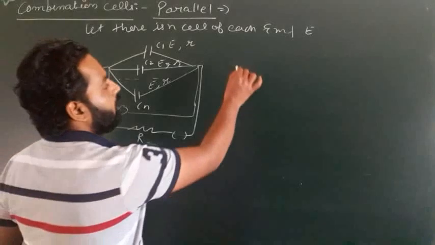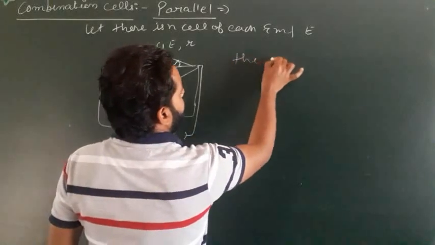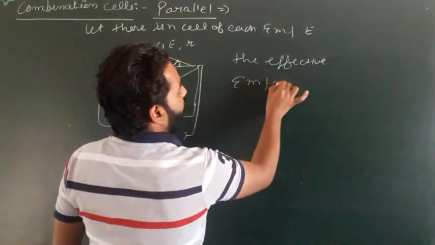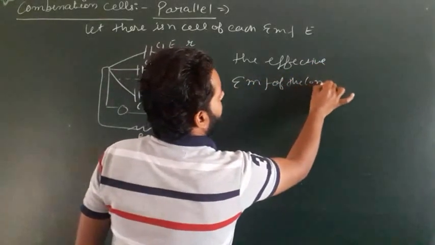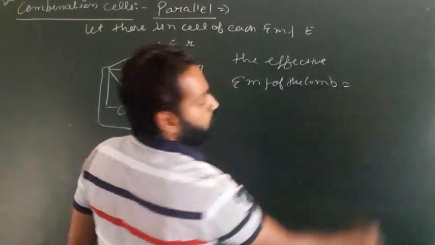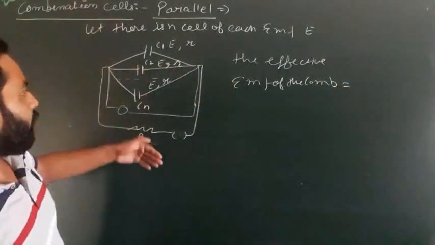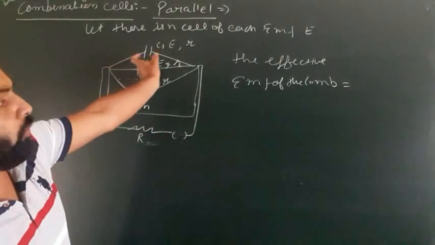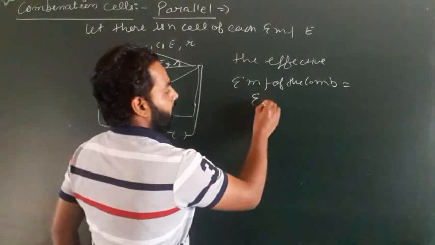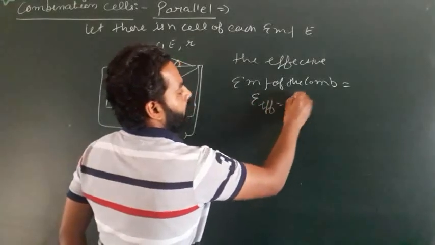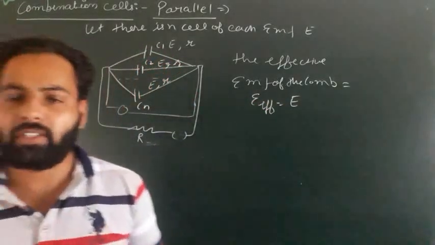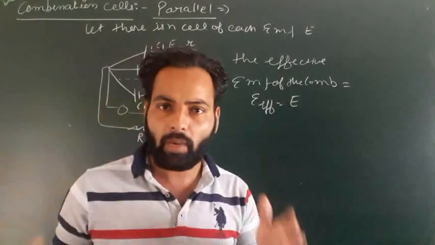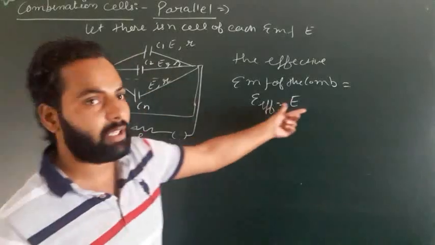So the effective EMF of the combination, the effective EMF of all these n cells, is equal to the EMF of only one cell, E effective is equal to E. When more than one cell is connected in parallel with each other, their effective EMF, their net EMF, is equal to the EMF of one of the cells.